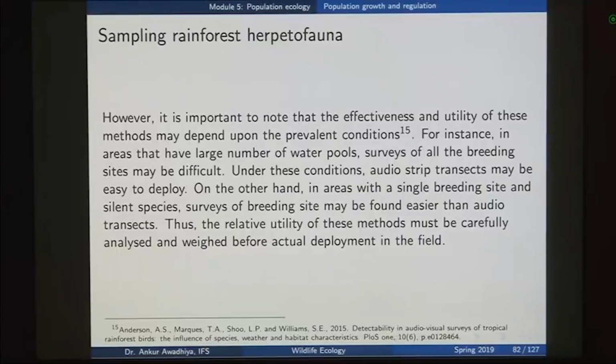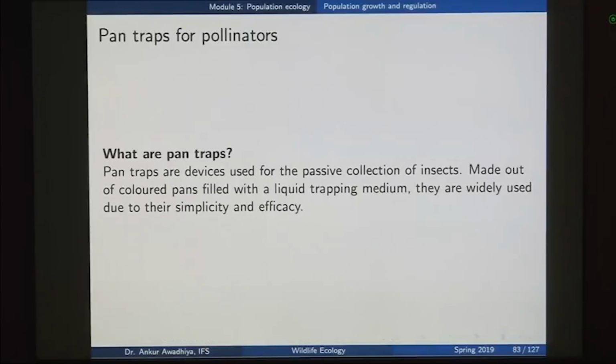What about if you want to survey for insects? In the case of insects, a very common technique is that of using a pan trap. Now, what is a pan trap? Pan traps are devices that are used for passive collection of insects. They are made of colored pans filled with a liquid trapping medium, and they are widely used due to their simplicity and efficacy.